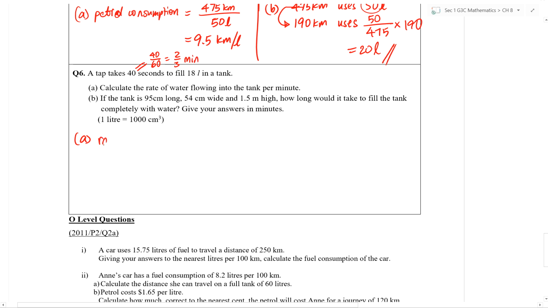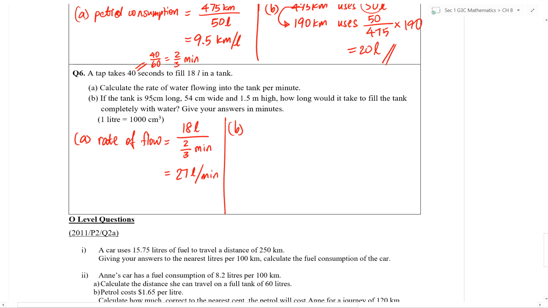Right, so to answer part A, rate of flow, since they want it in liters per minute, we take 18 liters as the numerator, divided by 2 over 3 of a minute. Now our final answer, after calculating with our calculator, will be in terms of liters per minute. Okay, so that is what we have. And now moving on to part B.